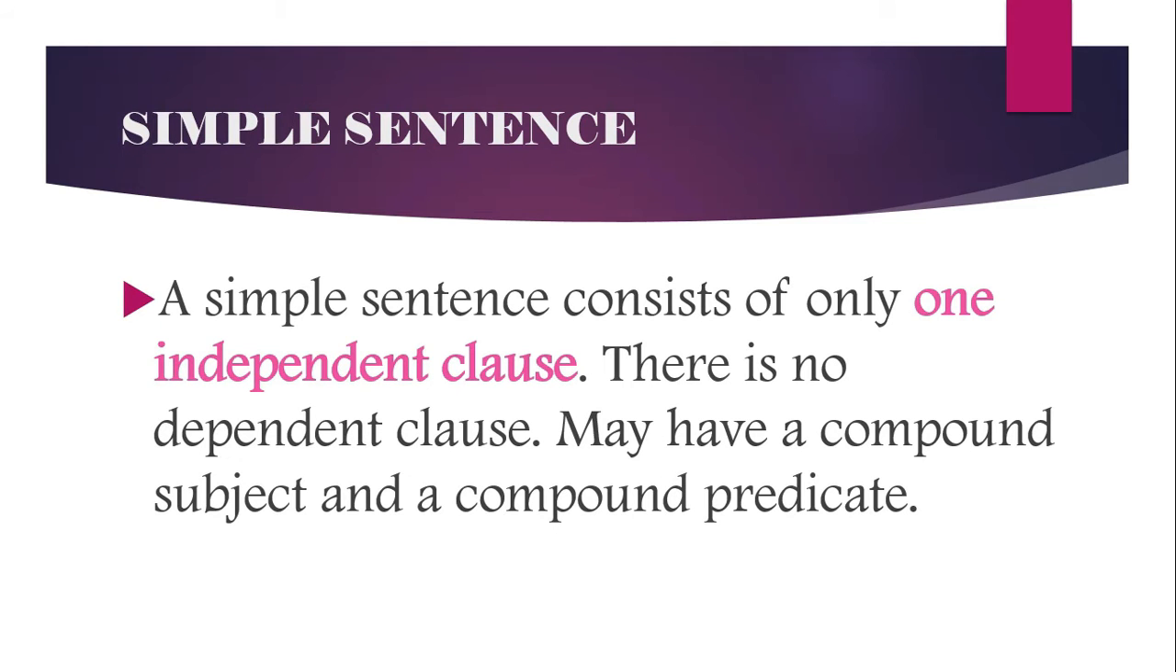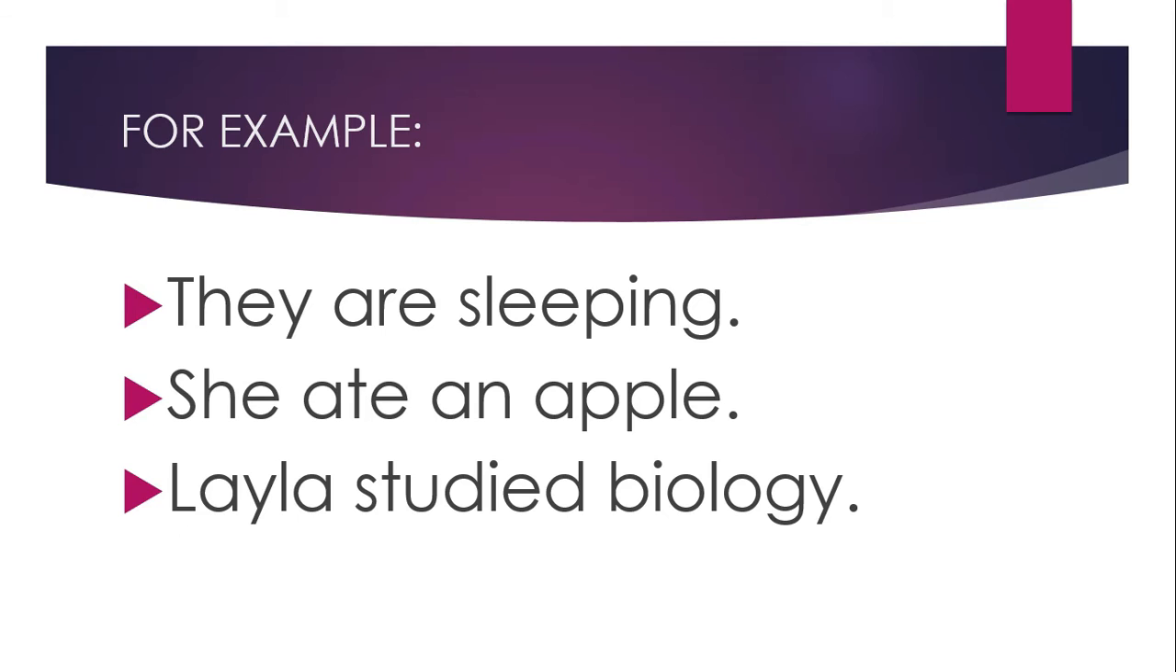Now, let's proceed to the simple sentence. A simple sentence consists of one independent clause only, and it contains a subject and a verb, and it expresses a complete thought. Take note that there is no dependent clause in a simple sentence, but it may have a compound subject and a compound predicate. For example: They are sleeping. She ate an apple. Layla studied biology.